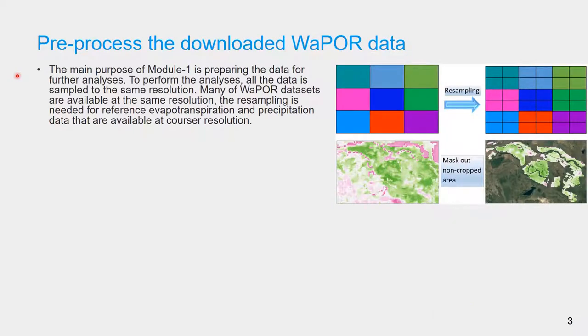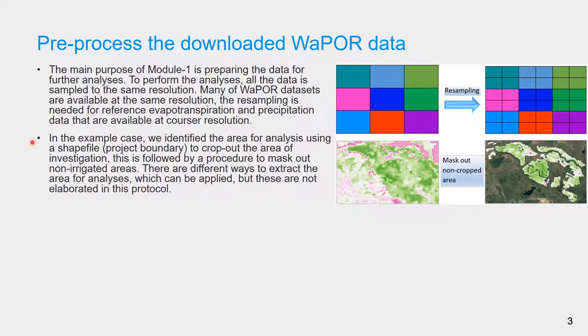The main purpose of Module 1 is preparing the data for further analysis. To perform the analysis, all the data is sampled to the same resolution. Many of the WAPOR datasets are available at the same resolution. The resampling is therefore needed for reference evapotranspiration and precipitation data that are available at coarser resolution.